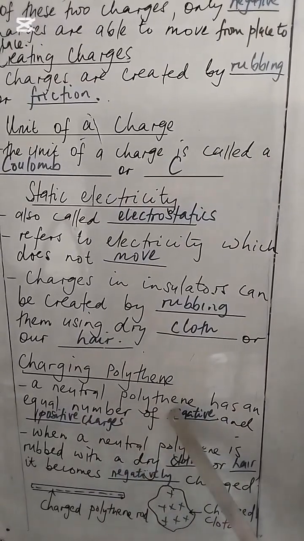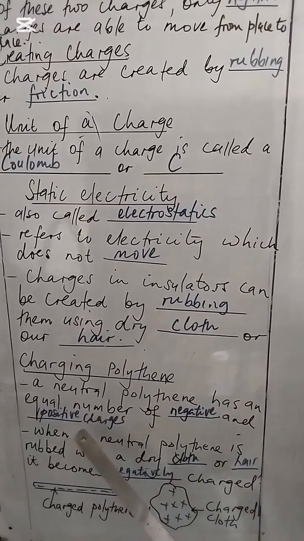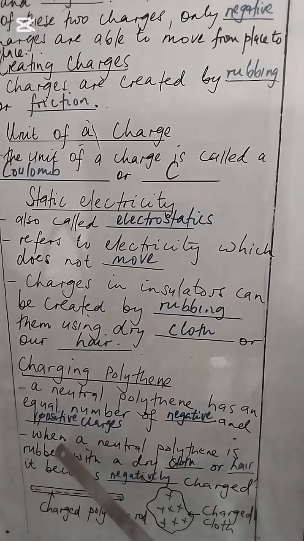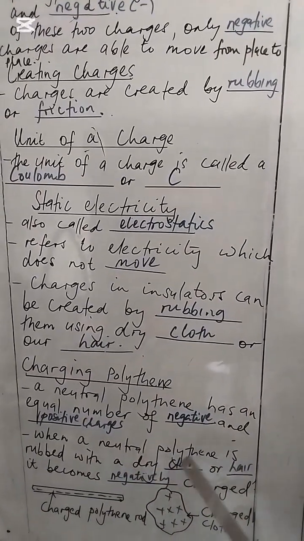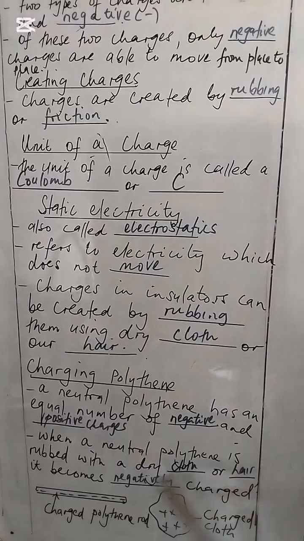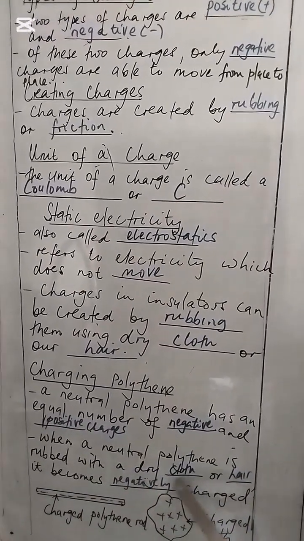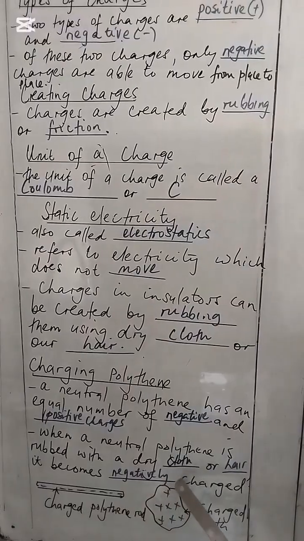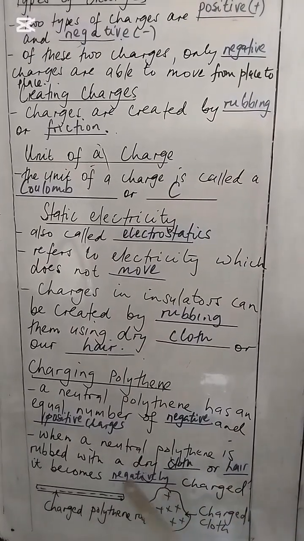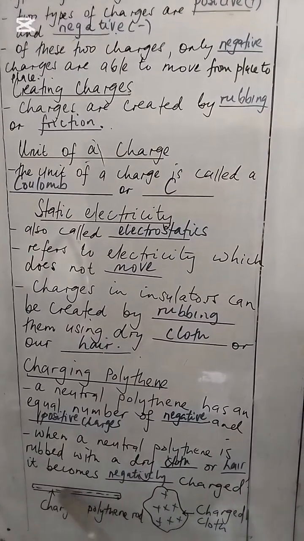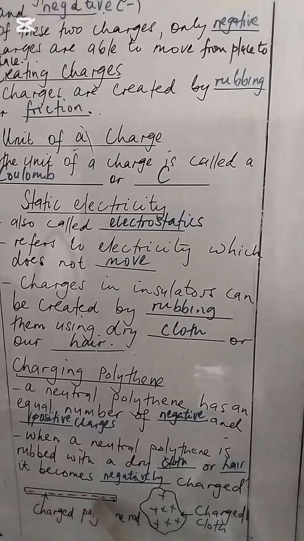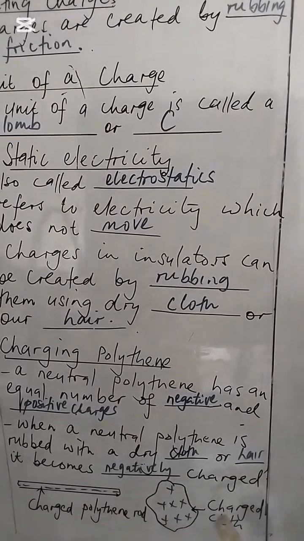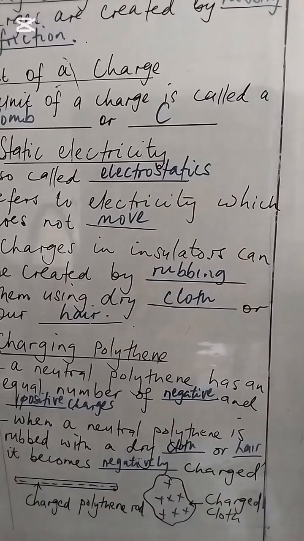A neutral polythene has an equal number of negative and positive charges. When a neutral polythene rod is rubbed with a dry cloth or hair, it becomes negatively charged. Look at it. This is the rod. It becomes negatively charged. Then this one, the cloth, becomes positively charged.